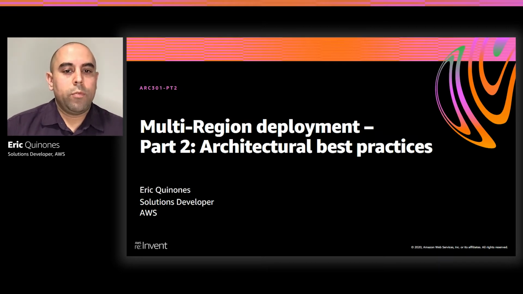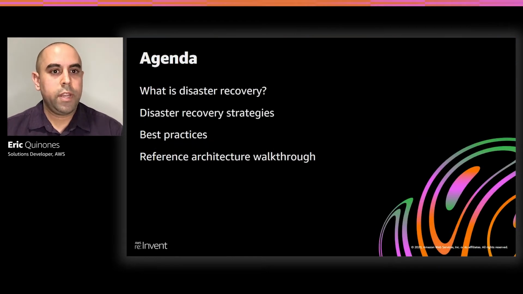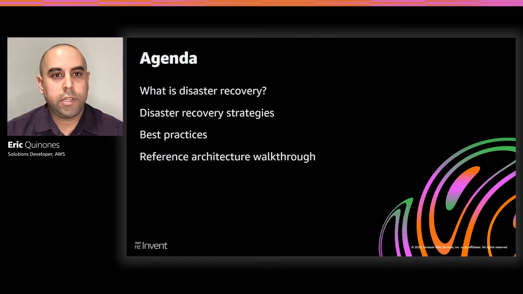Here's what we're going to be going over. We're going to review disaster recovery at a high level, and then we're going to talk about some disaster recovery strategies. We're going to roll into some best practices for architecting disaster recovery strategies, and then we're going to wrap up with a reference architecture walkthrough of a serverless active-passive workload where you have the ability to fail over to a disaster recovery region. So this reference architecture is an AWS solution that you can deploy into your own account. The source code is available as well on GitHub, so you can tweak as needed.